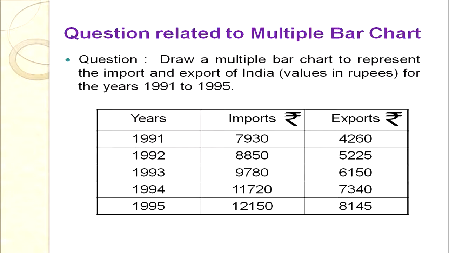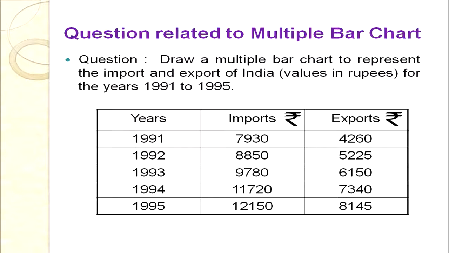The values have been given in rupees for the year 1991 to 1995. That means on the x-axis I will be having years, and I will be plotting 1991, 1992, 1993, 1994 and 1995. But when I look at the values given in the question, it has given two sets of information. They have given us the value of imports and the value of exports. So we are not going to draw a single bar diagram; here we have to draw multiple bar diagrams because two sets of data are being given to us.